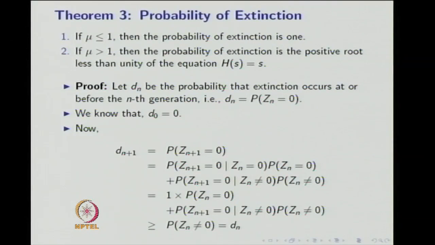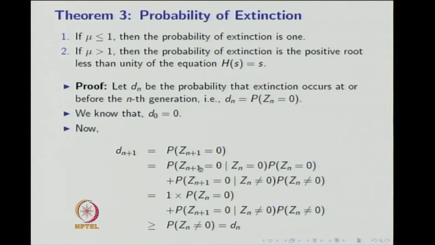Now we will find out dn plus 1. By definition, dn plus 1 is nothing but the probability of Zn plus 1 equal to 0. We can write the probability of Zn plus 1 equal to 0 using conditional probabilities. That is the same as the probability of Zn plus 1 equal to 0 given Zn equal to 0 multiplied by the probability of Zn equal to 0, plus the probability of Zn plus 1 equal to 0 given Zn not equal to 0 multiplied by the probability of Zn not equal to 0.